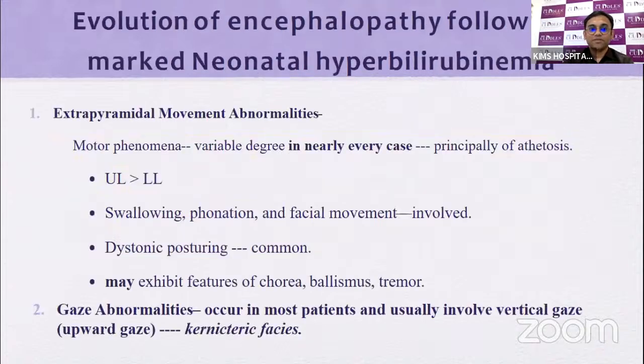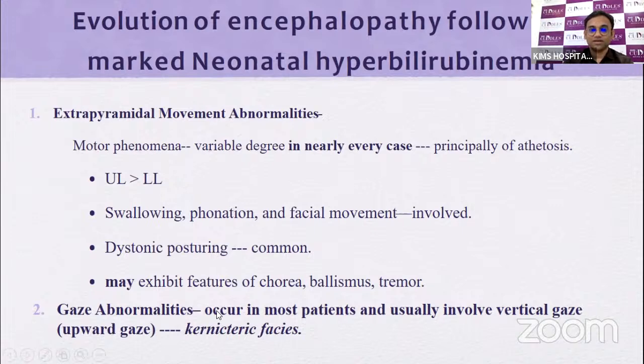So coming to the extrapyramidal movements, there will be a motor phenomenon which is usually present in every case, but the severity may vary. Principally, it involves athetosis, where the upper limbs are more affected than the lower limbs, and there is an affection of swallowing, phonation, and facial movement. Babies usually have intermittent dystonic posturing. Even though athetosis is the most common presentation of this kind of motor phenomenon, other extrapyramidal symptoms in the form of chorea, ballismus, and tremor can happen in very few babies.